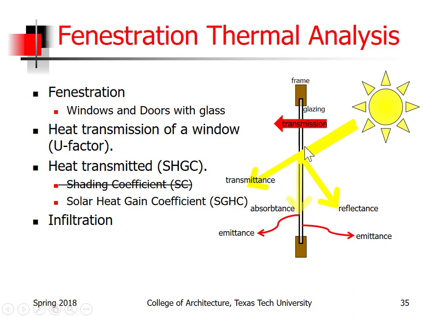So when light strikes, of course, the window, it also is absorbed into the glass itself, and then it can be re-radiated or emitted from the glass and the frame into the building or out from the building. This is called emittance. And then, of course, the air infiltration around the frame.